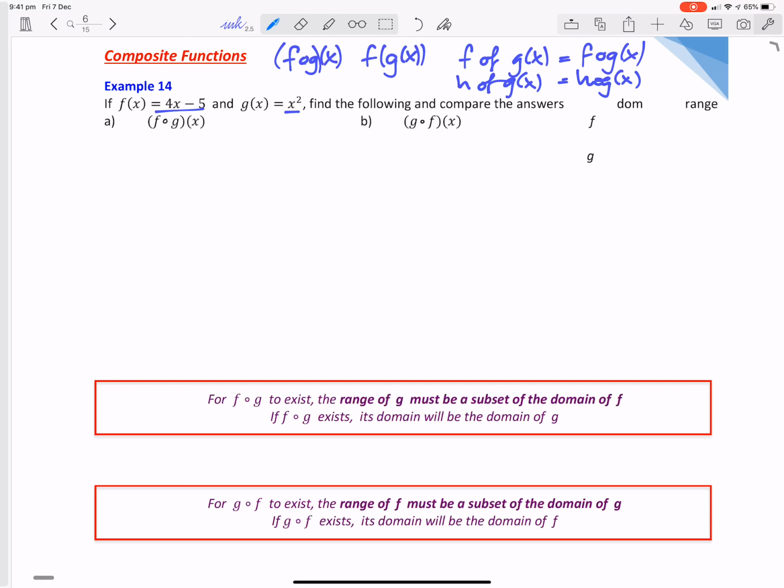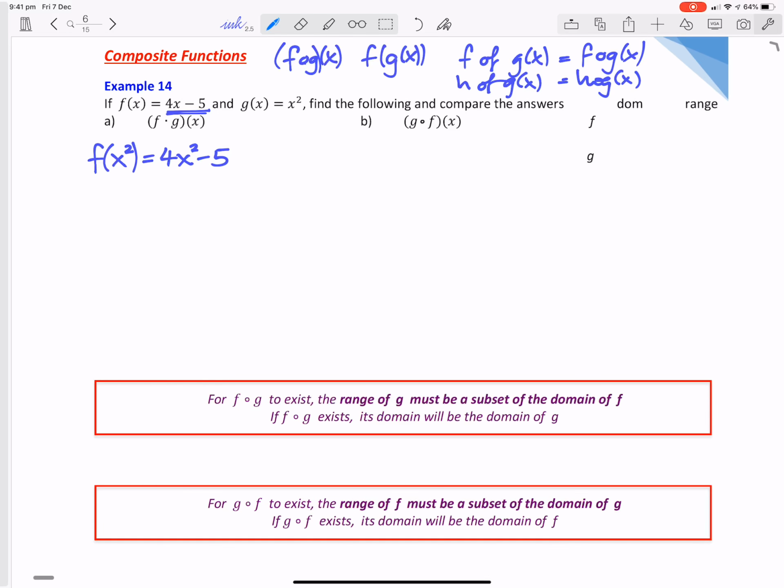Okay, now to work out fog and gof, firstly, fog. We know g of x is x squared. That means wherever I've got an x in f of x, I replace it with an x squared. So I get 4x squared minus 5. That's nice and simple. So that's what f of g of x is.